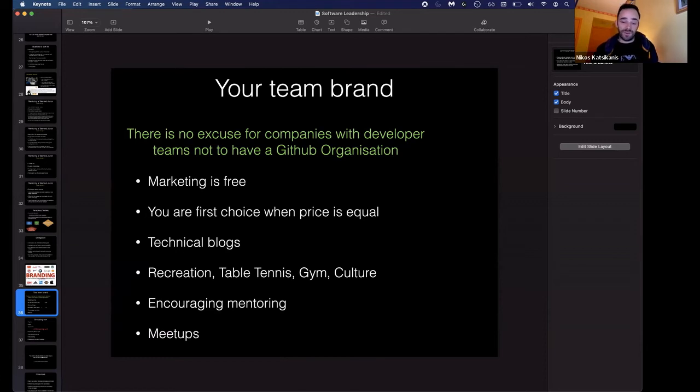And so you have graduate programs and mentoring programs that can really help, because I didn't have that in my first company. I had to support myself, and I really noticed the difference when I had a senior developer mentoring me. And then meetups are important as well.